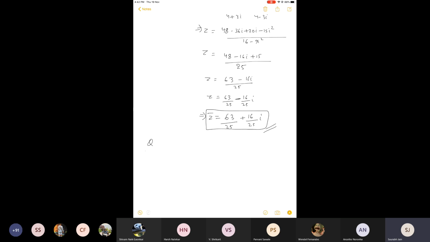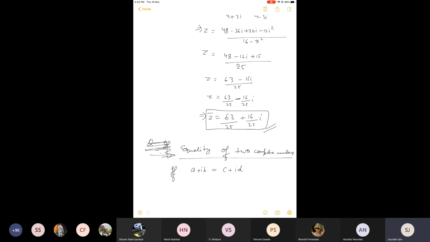Okay, so the question is... before that, I would like to discuss one important thing, then we will be solving this. This is regarding equality of two complex numbers. So without writing much, let me come straight to the point.